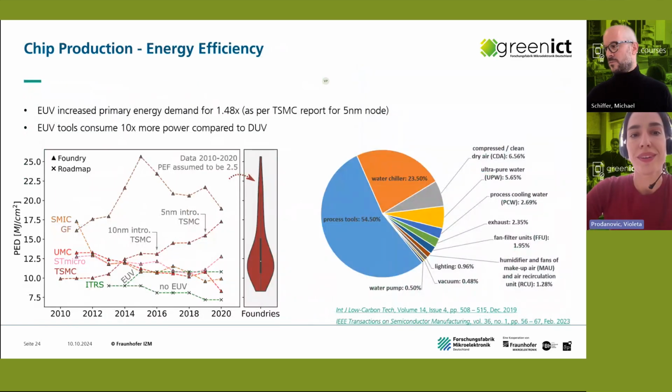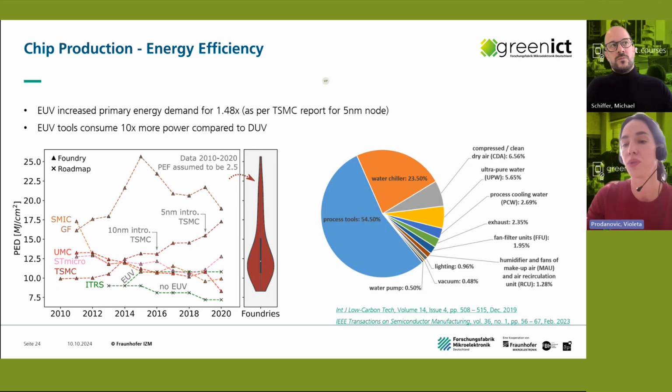A little bit more on the energy efficiency in chip production. This graph on the left shows data collected from CSR reports of a few companies: TSMC, SMIC, Global Foundries, UMC, and ST Micro. We noticed that usually the same set of foundries is involved in papers from different authors, which probably means that they are reporting on their environmental impact in the same manner. So it's somewhat easier to extract conclusions out of those reports.